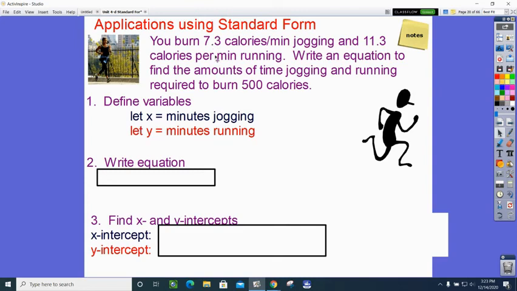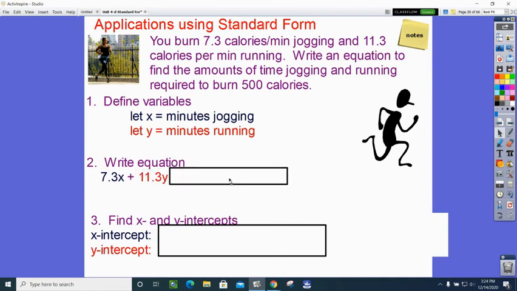So jogging goes with the 7.3 calories. If you were to jog only 1 minute, you would burn 7.3 times 1 minute jogging, which would be 7.3 calories. If you jogged 2 minutes, it would be 7.3 times 2, and so forth. So now, how about running? Well, running is going to go with 11.3. This is your calories jogging, and this is your calories running. And if you add your jogging and your running calories, you want it to be 500.